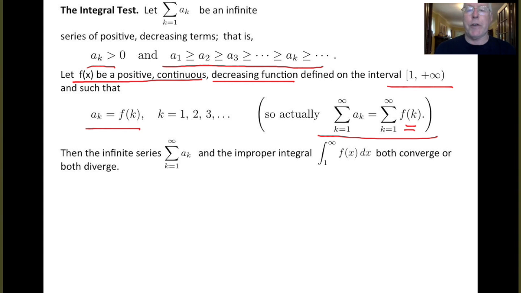So if I look at the summation k equals 1 to infinity of a sub k, that is the same as the summation as k equals 1 to infinity of f of k. And finally, the conclusion: if this all happens, then the series summation k equals 1 to infinity a sub k and the improper integral 1 to infinity f(x) dx either both converge or both diverge. So in other words, knowing what happens to the integral tells us what happens to the infinite series.